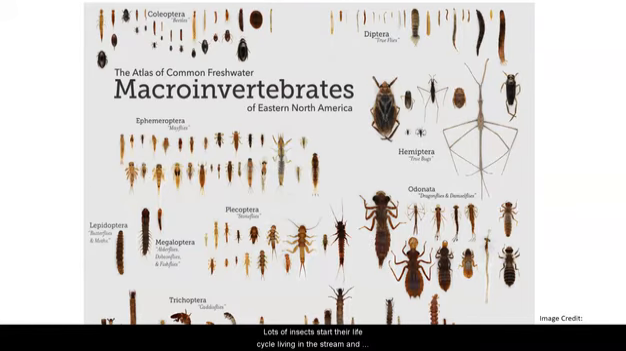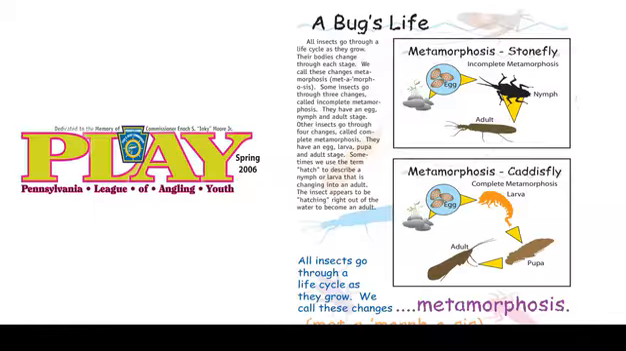Lots of insects start their life cycle living in a stream, and these insects are part of the larger group of critters called macroinvertebrates. Here we can see lots of different kinds of insects that we might find living in the stream. Now, most of these are not adult insects. Insects go through a process called metamorphosis, and that describes how their bodies change throughout their life cycle.